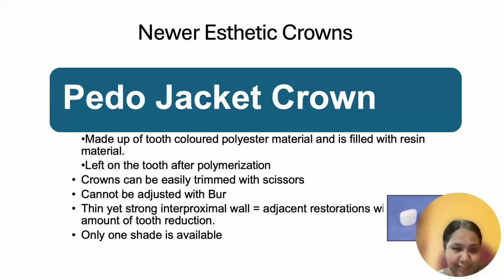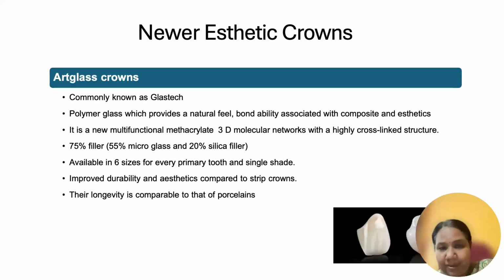very low survival rates. Pedo jacket crowns are made of tooth-colored polyester material and filled with resin material. It is left on the tooth after polymerization. They can be easily trimmed with scissors, so that's one good thing, but you cannot use a bur to adjust them. They are thin, but the interproximal wall is very strong, so they are an ideal restoration when we want to reduce the amount of tooth reduction. Only one single shade is available.